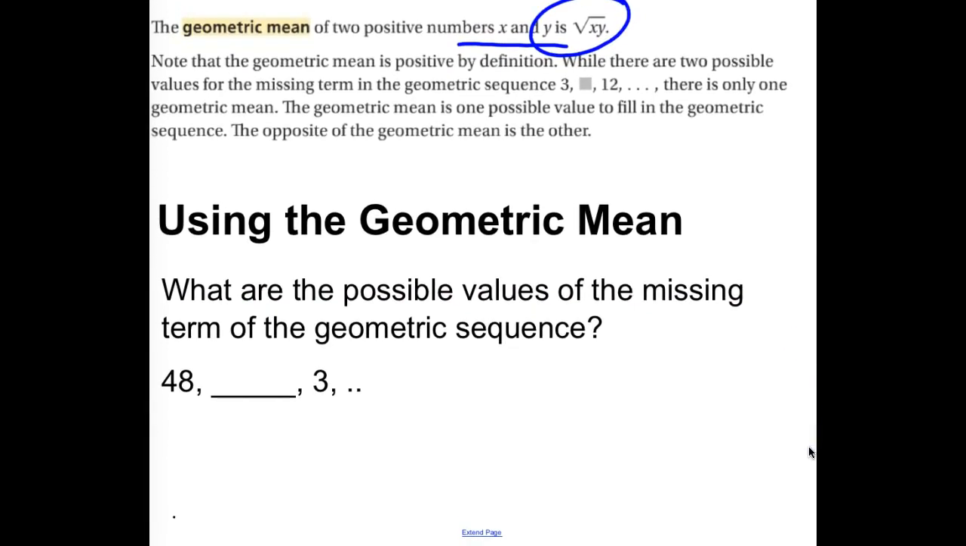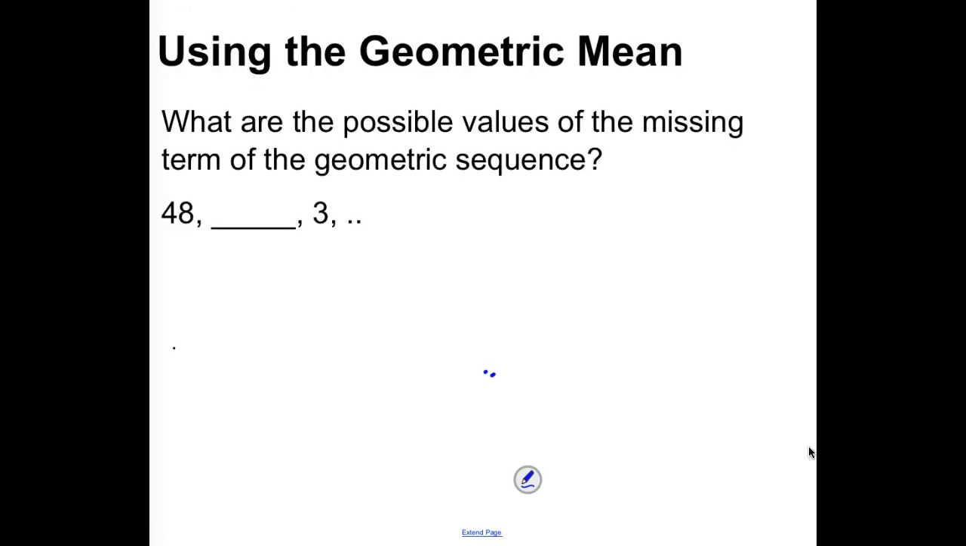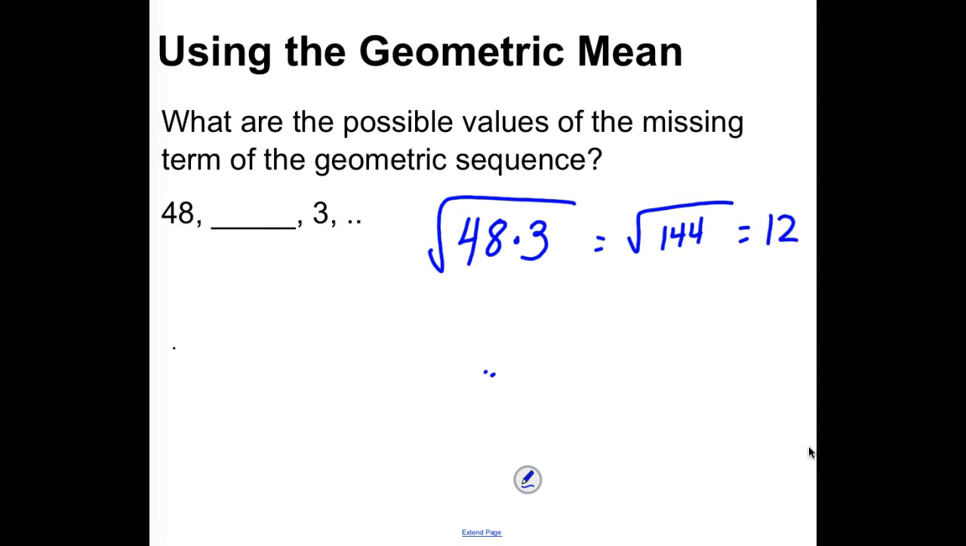So what possible values could we have for the missing number here? We're going to use the geometric mean to find it. What do we do? Multiply the 48 times 3, and then what? Square root it. All right, so what is 48 times 3? And what is the square root of 144? So the geometric mean is 12, but the missing term could be what? Could be positive or negative 12. Yes? So my second term, the one I'm missing there, could be positive or negative 12.